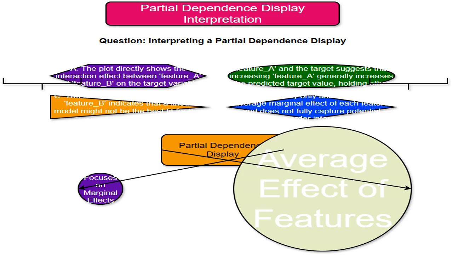It's not showing interactions where two or more features work together. For example, maybe studying more hours helps, but only if you are well rested. A PDP averages that, so it might miss the real impact of the combined effect.